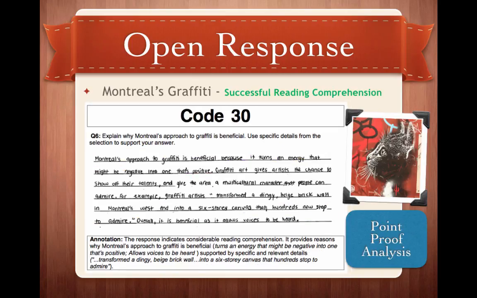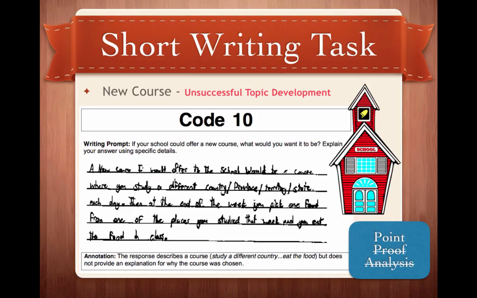This here is an example of a successful response. It indicates considerable reading comprehension. It has the main topic sentence as the first sentence. It includes a proof of how it's beneficial, and it gives examples from the reading selection that supports the topic sentence. Let's move on to the short writing task where you'll be assessed on topic development and conventions.